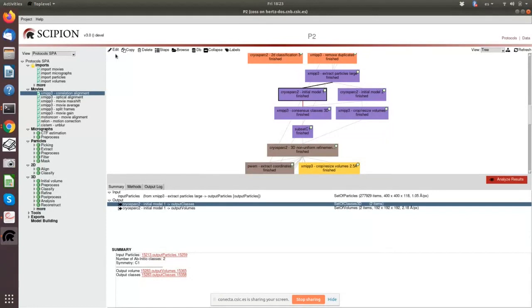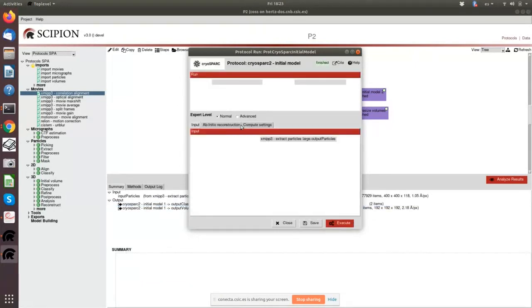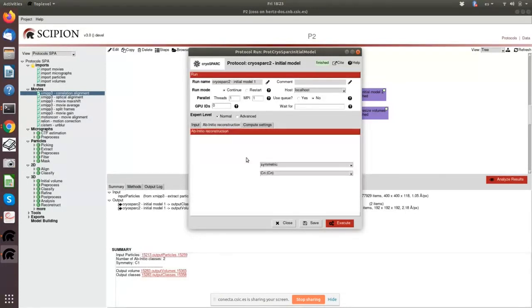Let's edit the protocol to see if there are some special parameters. But normally, I never touch the default parameters, basically because I don't have so much experience with these algorithms that are not so Xmipp based. But some other people might have better criteria to choose these parameters. But normally the default ones work pretty well.